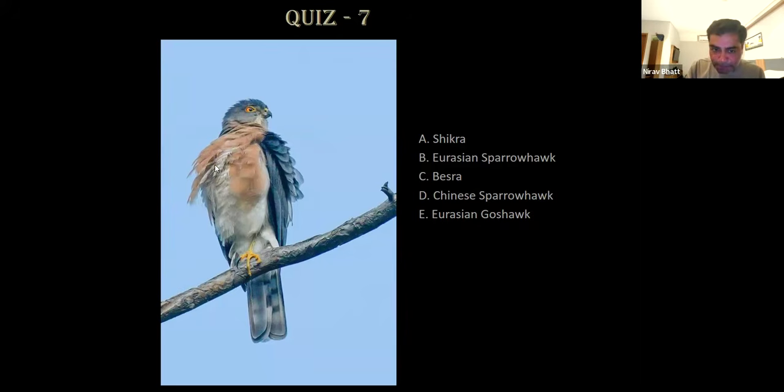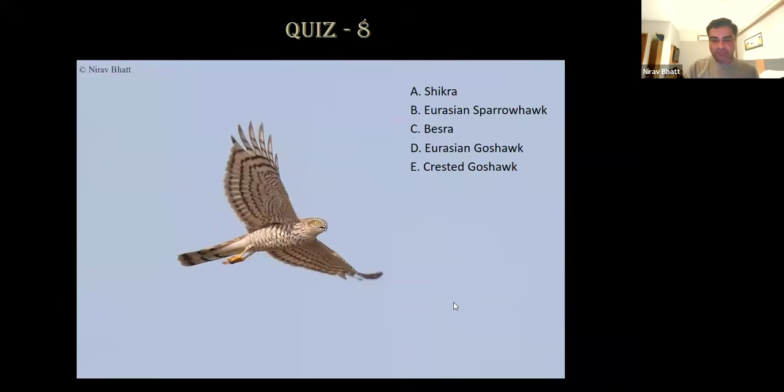So this is a Besra because of the square tail, thin tarsi, very long middle toe, small beak, dark head, and uniform chestnut underparts. That makes it a Besra. Next. This one.